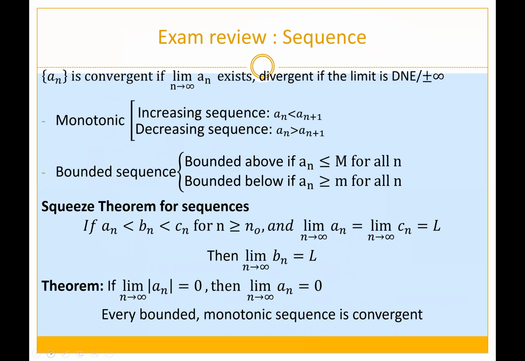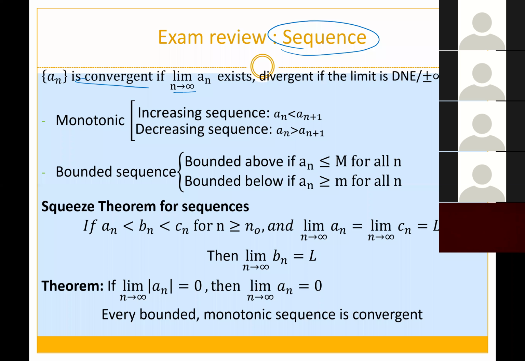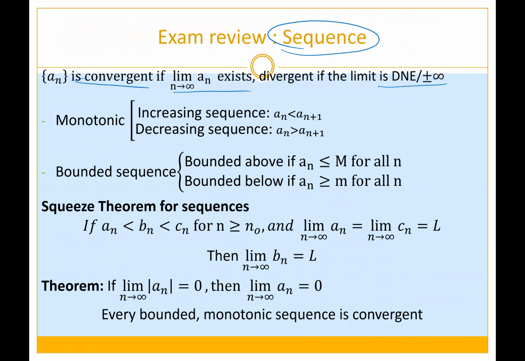Next part is sequences. This is the start of the main materials of midterm 2. A sequence is a list of numbers. It can follow rules or it can have no rules at all. A sequence is convergent if you take the limit as n approaches infinity and that limit exists, and it's divergent if the limit is DNE or plus or minus infinity.